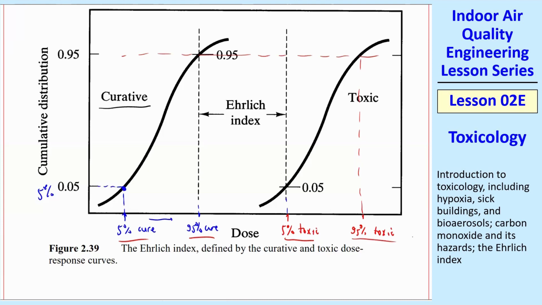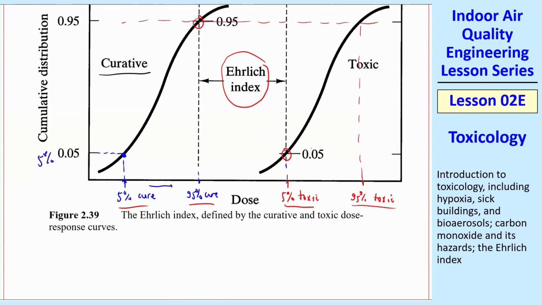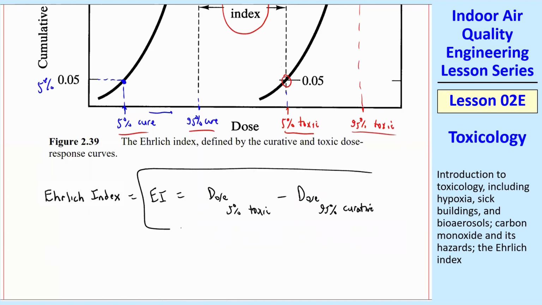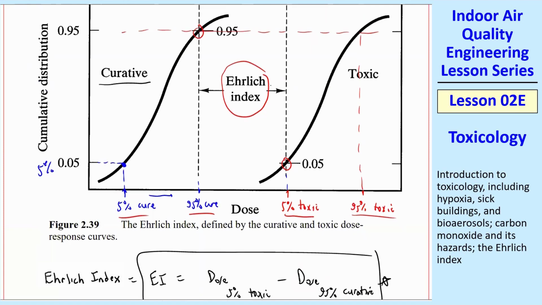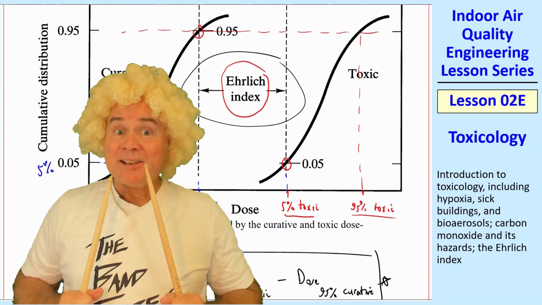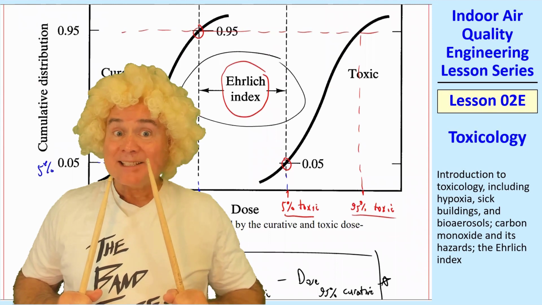There's these S-curves between them. And the Ehrlich index is simply the difference between the 5% toxic and the 95% curative on the horizontal scale. So let's make a little equation here. So we have the Ehrlich index, or EI, and that's equal to the dose for 5% toxic minus the dose for 95% curative. That's the definition of the Ehrlich index as indicated here on the plot, just the distance between those two. I would think that you'd want the Ehrlich index to be as high as possible.